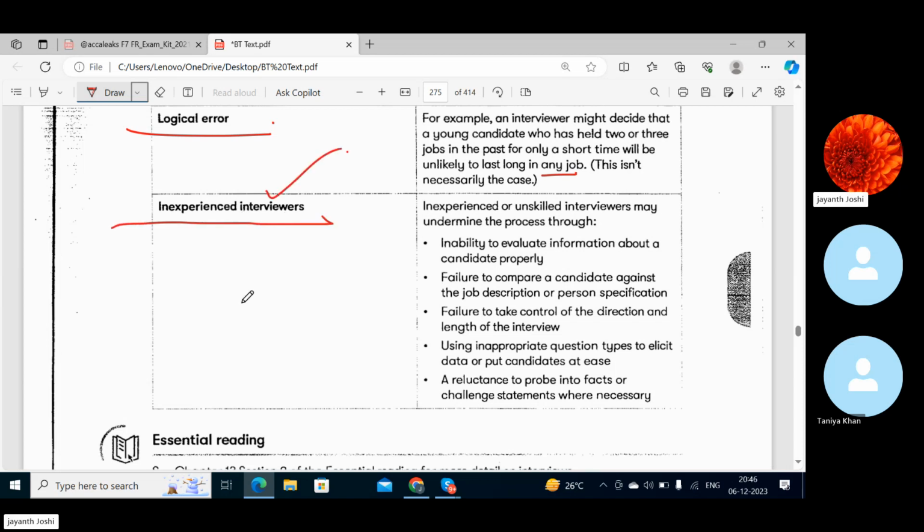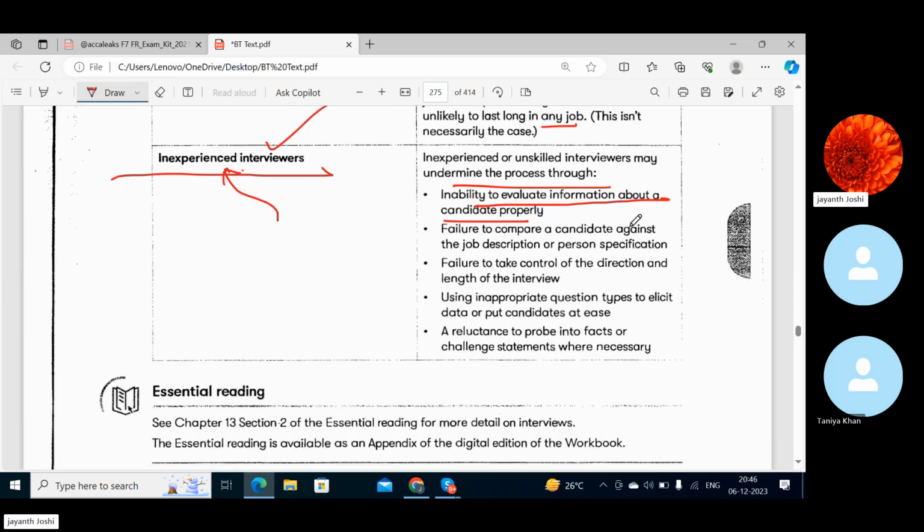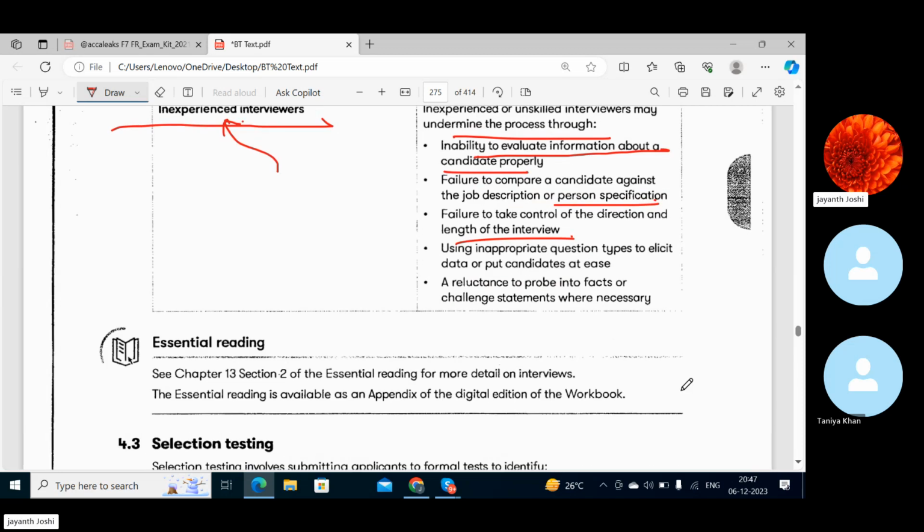Inexperienced interviewers. Sometimes interviewers can be inexperienced. That is also a very big blunder, which can spoil the interview, and they may select candidates who are not capable or who lack the attributes or competence for a particular job. So inexperienced or unskilled interviewers may undermine the process through inability to evaluate information about a candidate properly, failure to compare a candidate against a job description or person specification, failure to take control of the direction and length of the interview, and using inappropriate question types to elicit data or put candidates at ease.